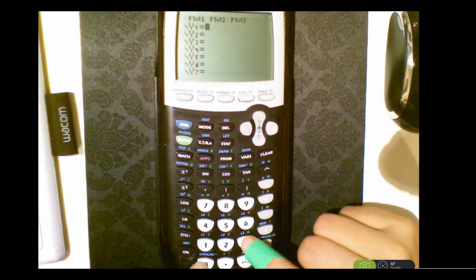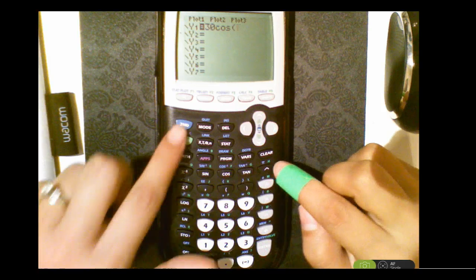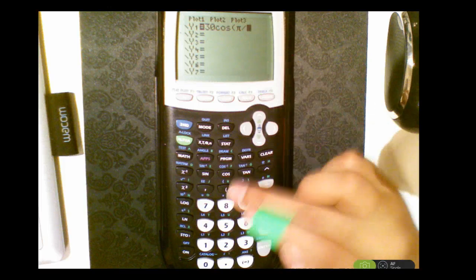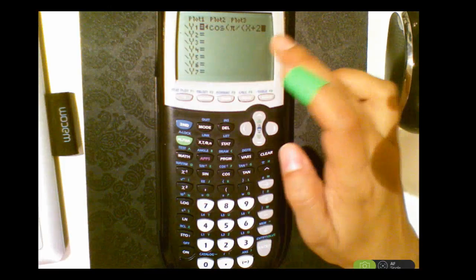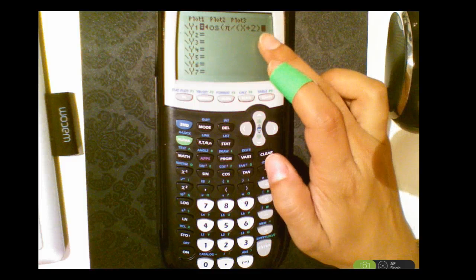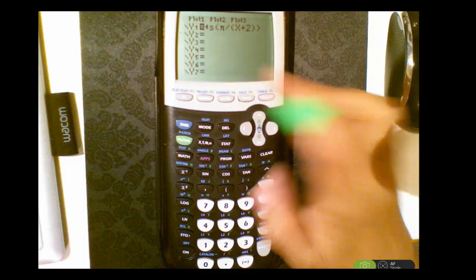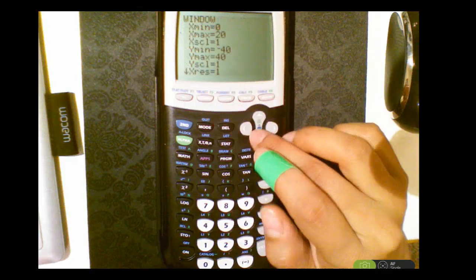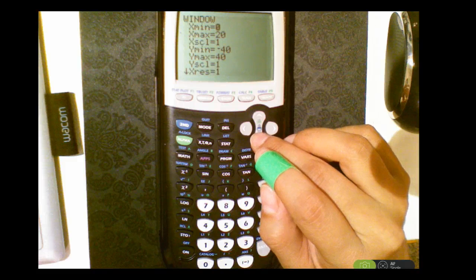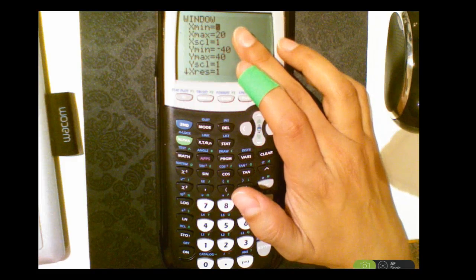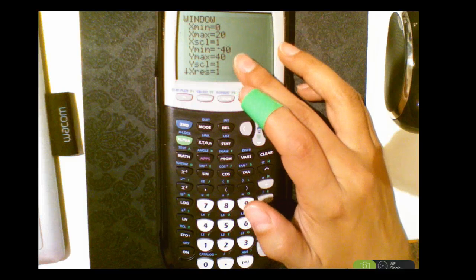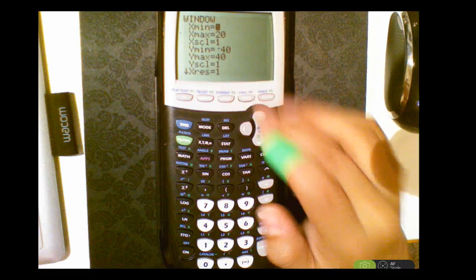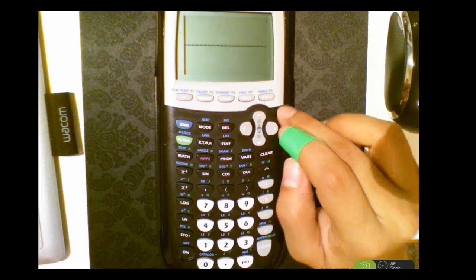Alright, so under y1, I'm going to enter 30 cosine pi divided by, and in the denominator we had the quantity x plus 2. So that needs to be in parentheses. So I'll close the parentheses of x plus 2. Then I'll close the parentheses of cosine. And then before I even hit graph, I'm going to go to window, because I know I need to change it. X min, I've already set, but just to remind you, x min is 0, x max is 20. And then we said our y min and y max were -40 and 40, so we could see all that oscillation happening. So now I'm going to go ahead and hit graph.